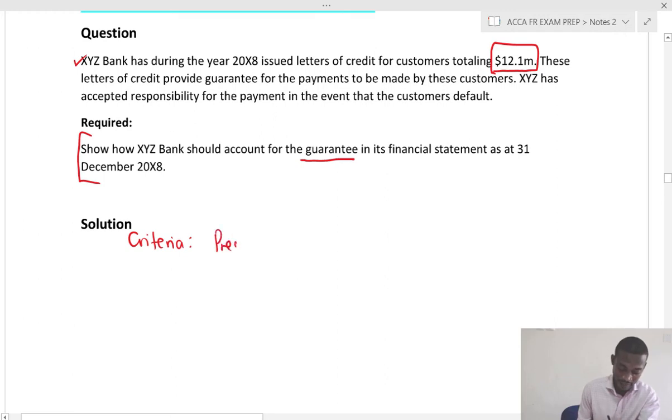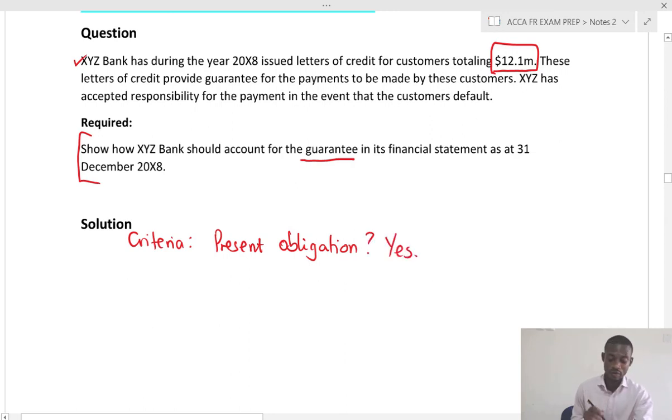Is there a present obligation? Now, yes, because XYZ Bank has issued this guarantee to accept responsibility for payment in the event that the customers default. So XYZ Bank has a present obligation.